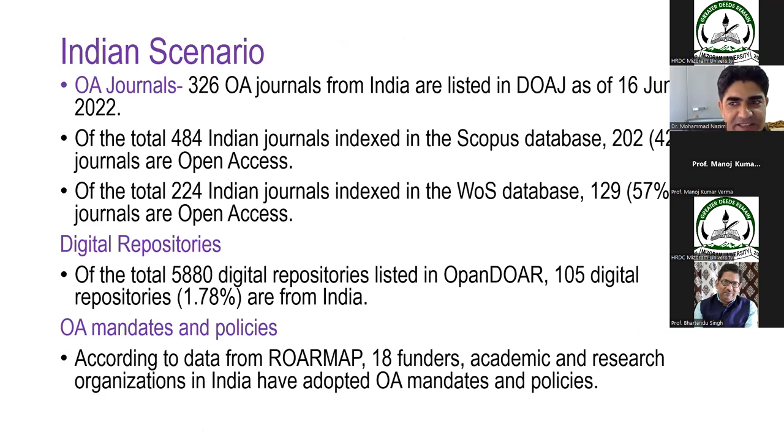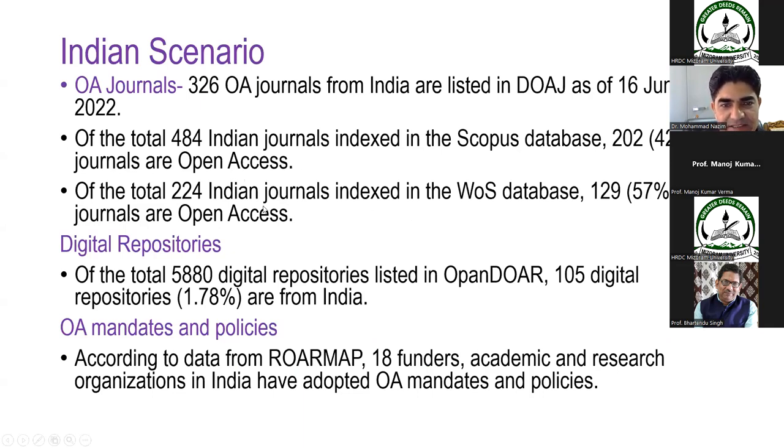Now come to the Indian scenario. In India, around 326 open access journals are indexed in the Directory of Open Access Journals. And if we look at the Scopus database, a total of 484 journals are indexed, out of which around 200 are open access journals.